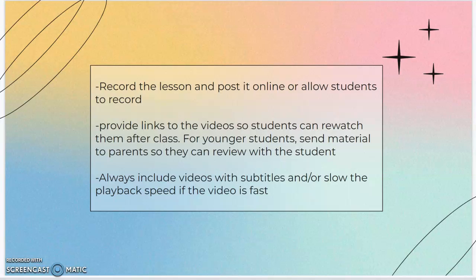And I would always try to include videos with subtitles and or slow the playback speed if the video is fast. Including subtitles can also help with students that are hard of hearing as well, and slowing the playback speed would definitely help too.